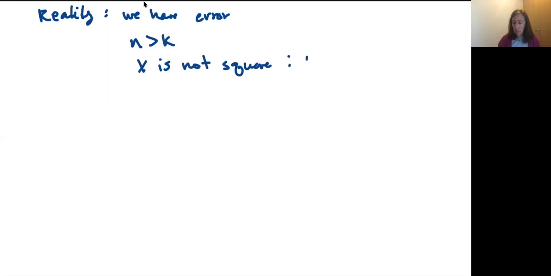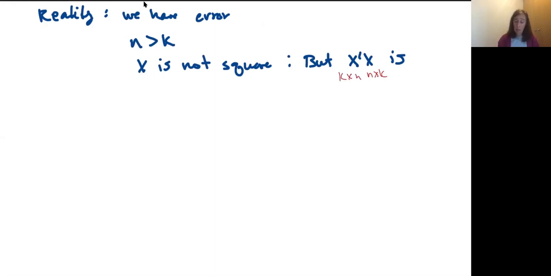Okay, so X is not square. But check this out. X prime X, a matrix multiplied by its transpose, is always going to be square. Let's just check that. So X is n by k, so X prime, X transpose, is k by n. That's always going to be square.